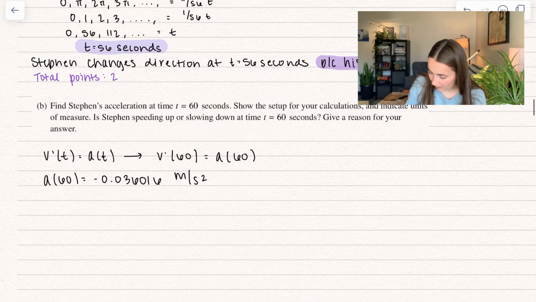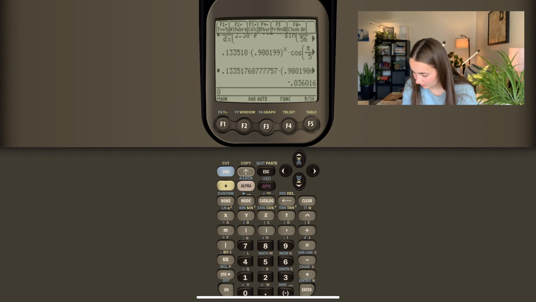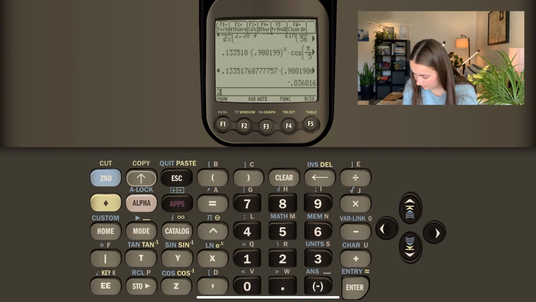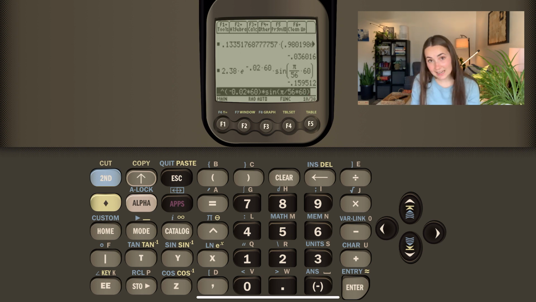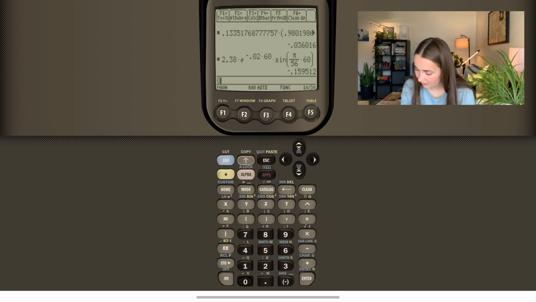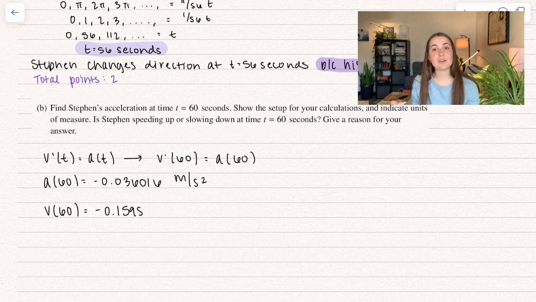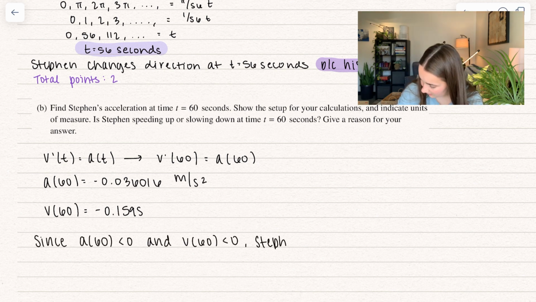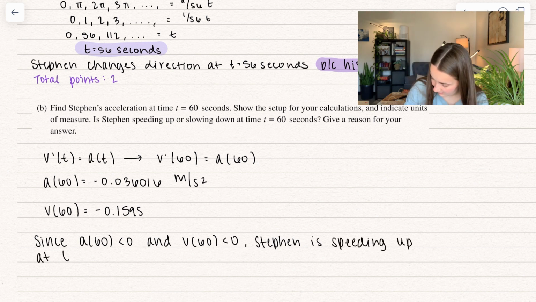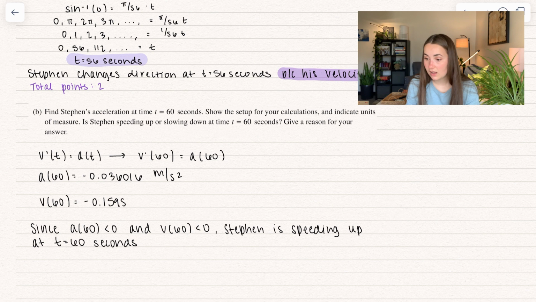So actually, we need to go ahead and find v of 60. So let's go ahead and type that into our handy dandy calculator. So here we get 2, enter, negative 0.1595. So since the acceleration and velocity are both negative, and I'll write this out, Stephen is speeding up at t equals 60 seconds. So let's go and talk about where the points are awarded. The first point is just going to be the setup, and actually it's literally just this right here.